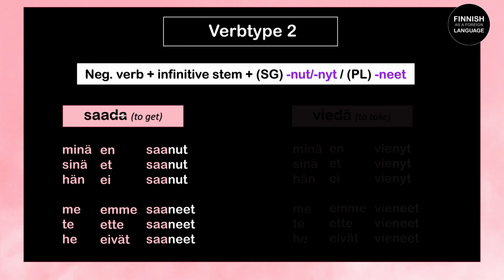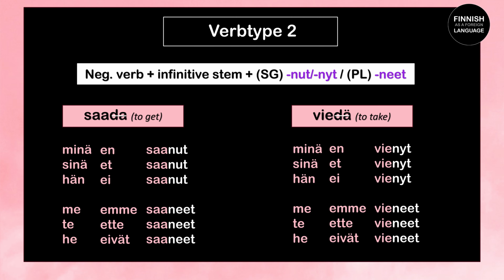Now the plural forms, me emme saaneet. We didn't get. Te ette saaneet. You didn't get, and he eivät saaneet. They didn't get. So as you see, for the singular persons here we use again the nut ending, while for the plural forms we use the neet ending.